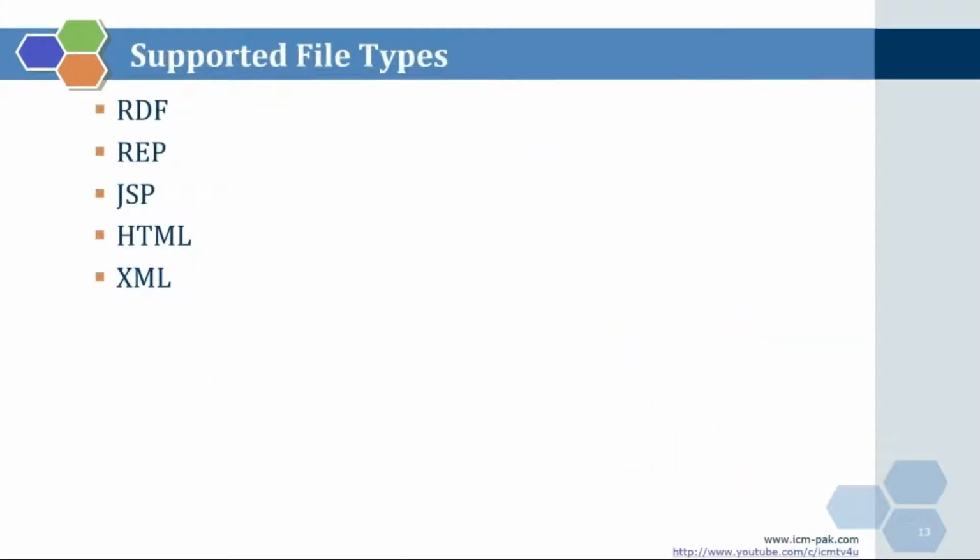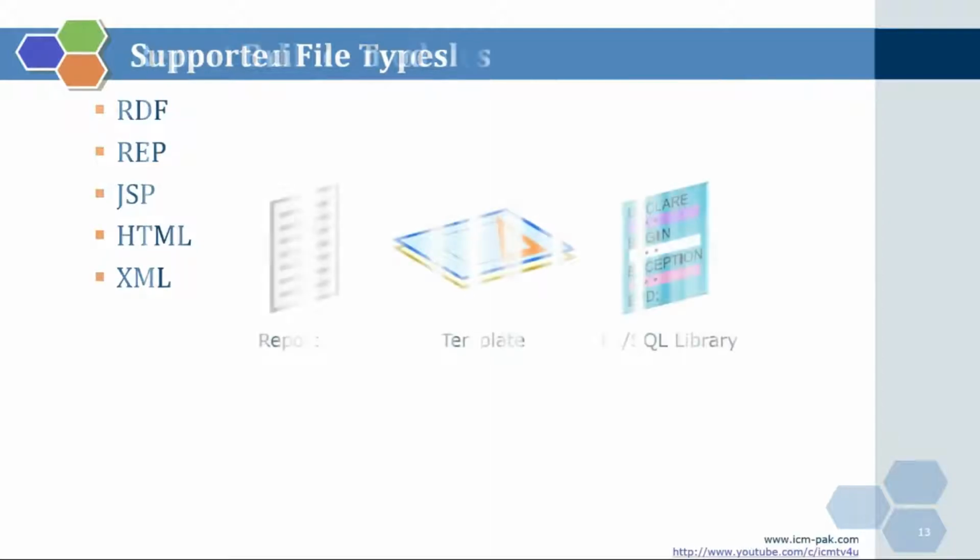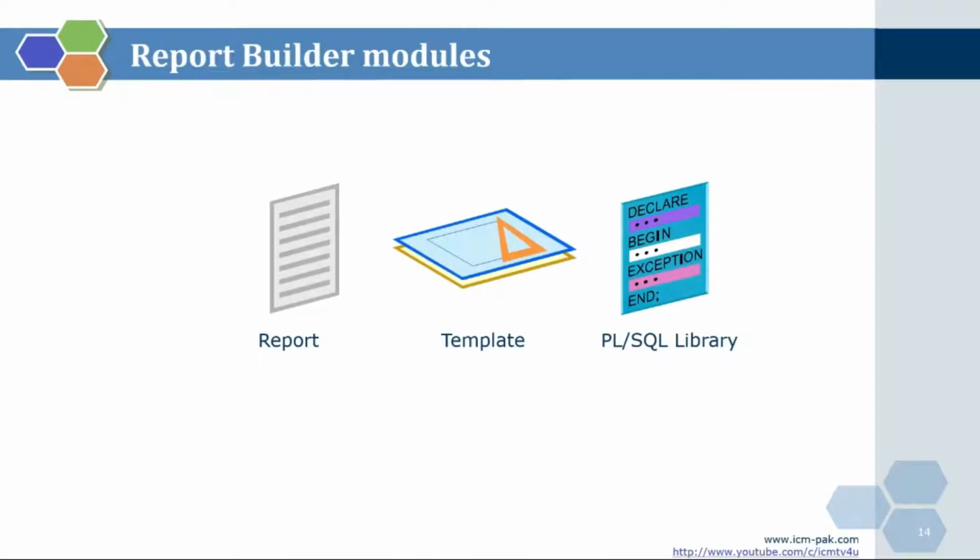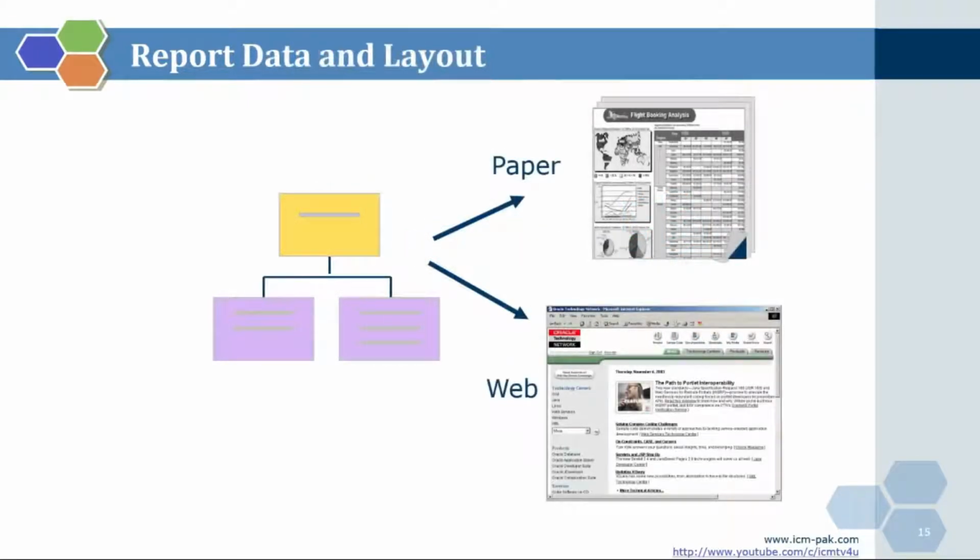The supported file types for Report Builder are RDF, REP, JSP, HTML, and XML. Now I will explain the Report Builder modules. First is report, then template, and PL/SQL library. We can also build a report and put different layouts, like paper layout and web layout. In web layout, the report will be opened in the browser, while in paper layout, you can print it using PDF and other formats.